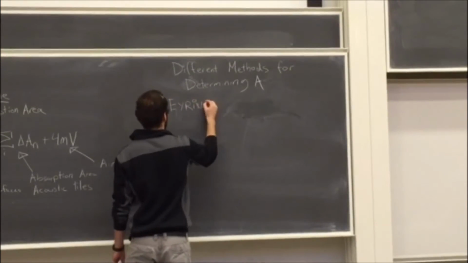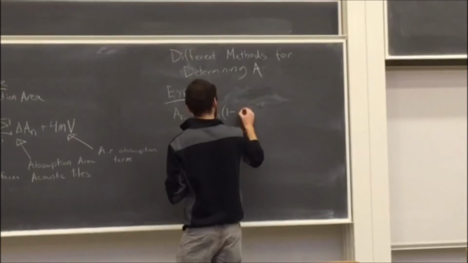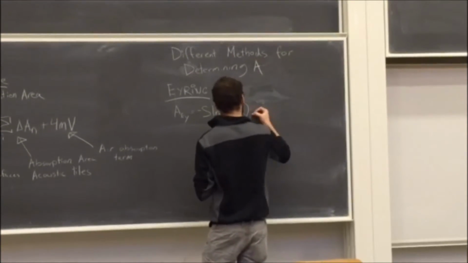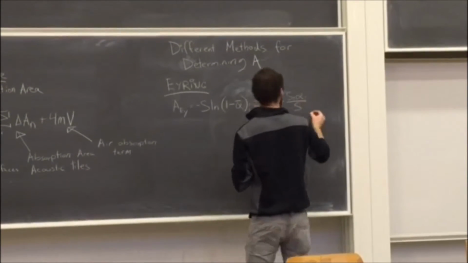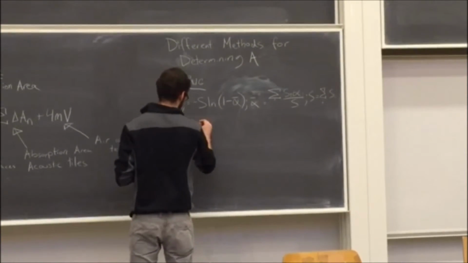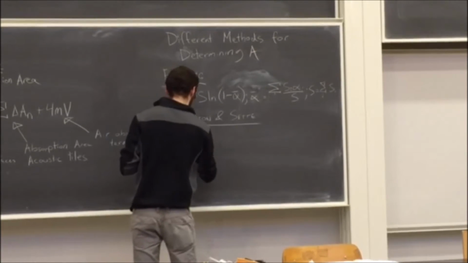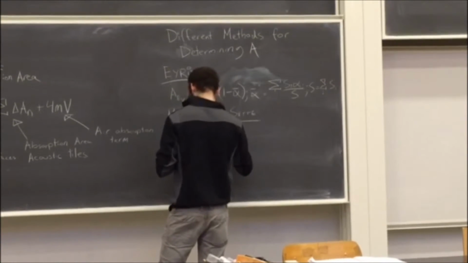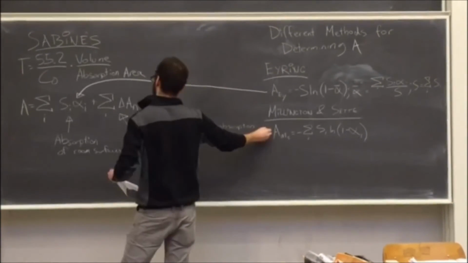Two alternative methods can also be used in place of the first term of the total absorption area equation. The first being Eyring's, shown here, and the second, Millington-Sette's, shown here. However, we will be using Sabine's formula for the reverberation time optimization.